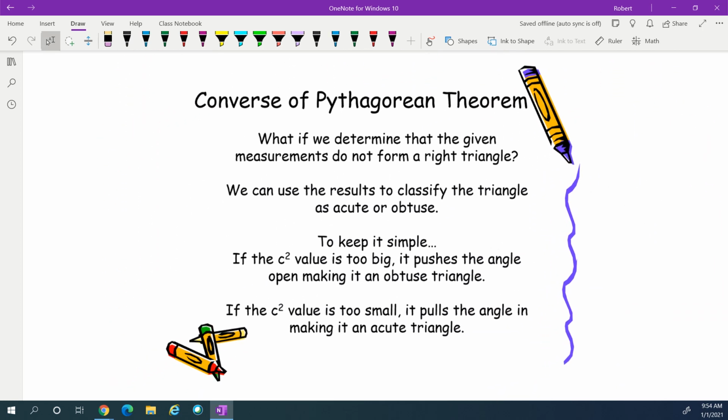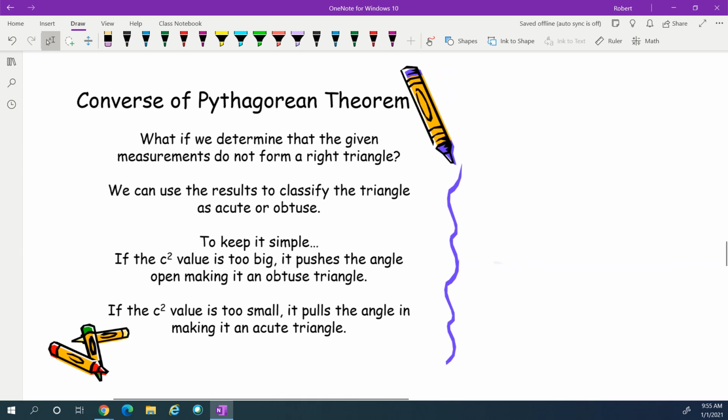If we want to determine whether it is obtuse or acute, we want to focus on that C squared value. And you can certainly read over this slide. Think about the C squared value. If it's too long, it pushes the angle open. If it's short, it pulls the angle in.